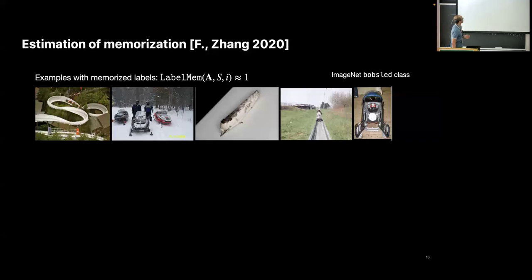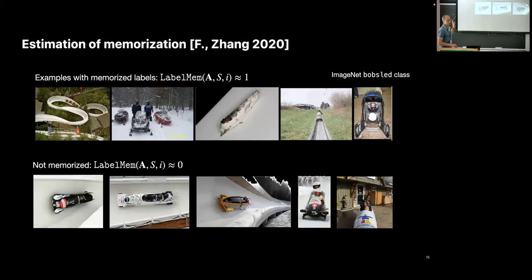If you look carefully, actually, the three middle ones are not bobsleds. The left and right are actually bobsleds, but very weird, strange images. They're all memorized in the sense that the label is fit, but only after observing them. And it's all fully consistent with what we expect to happen theoretically. And just for comparison, here are some bobsleds that are not memorized. They're, as you can see, very prototypical and easily recognizable as bobsleds.